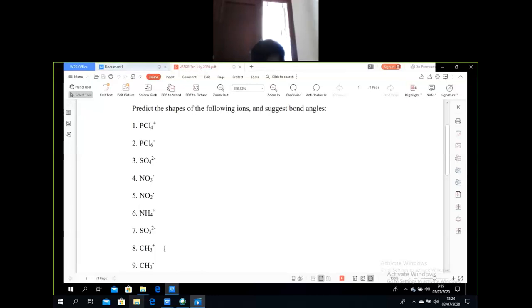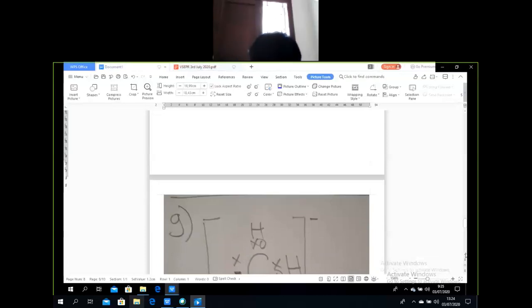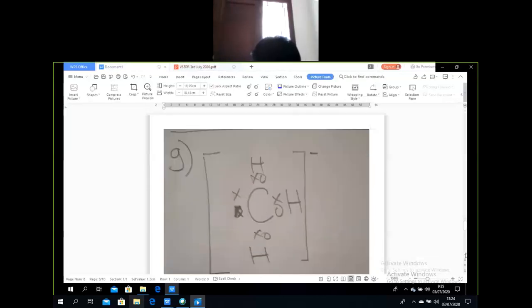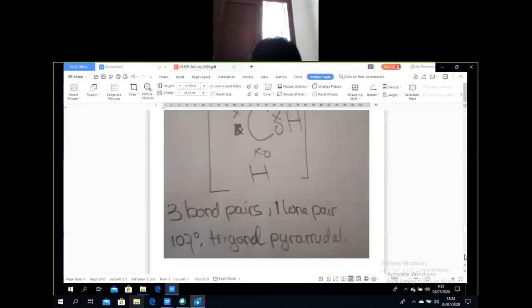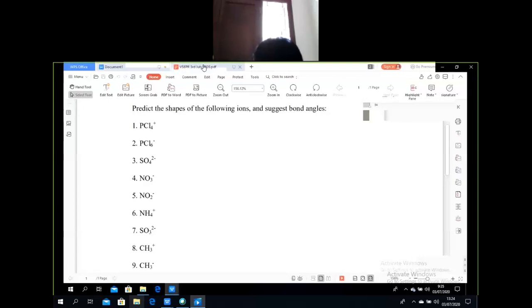And then the last question is CH3 negative. CH3 negative ion means it gains an electron. So here there are 3 bond pairs and 1 lone pair. 3 bond pairs and 1 lone pair is trigonal pyramidal with 107 degrees. Okay, so these are the discussion of today's worksheet.